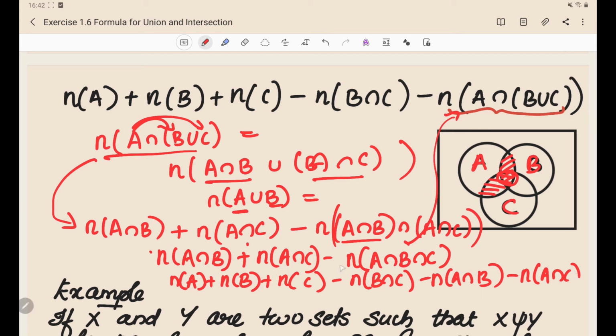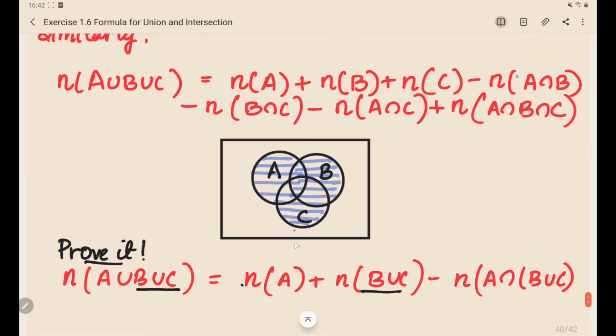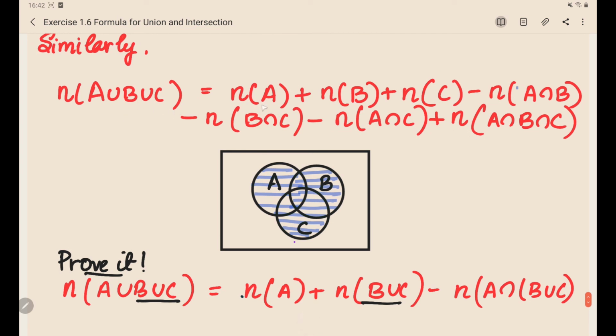Now let's directly compare: minus n of A intersection C. Again, minus minus, that is plus n of A intersection B intersection C. You can see that now we have found the formula for A union B union C. That is n of A plus n of B plus n of C, number of elements of A plus number of elements of B plus number of elements of C, subtracting the common elements of A and B, common elements of B and C, common elements of A and C, then again adding the number of common elements of A, B and C. So that is the formula for A union B union C.